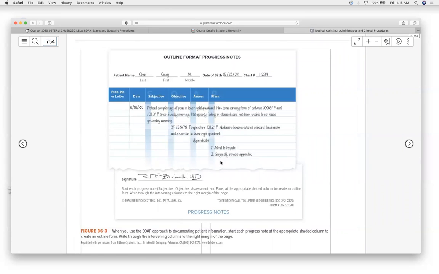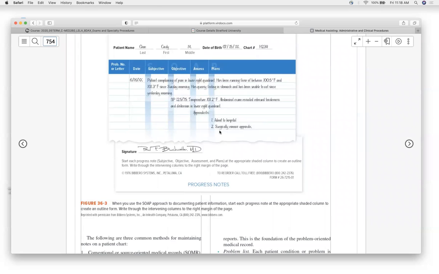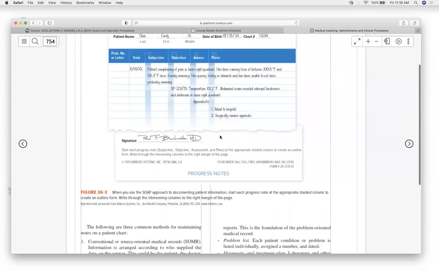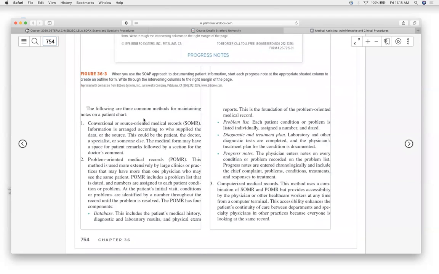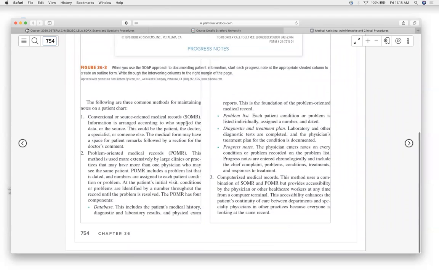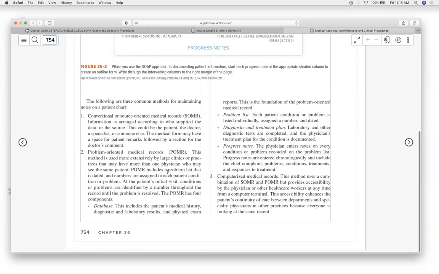And P, what's the plan? Are we going to admit? Are we going to talk to another doctor? Are we going to do surgery? And that's the plan. Other ways of looking at SOAP notes is SOMR, and that's source-oriented medical records. Now, it's arranged by where the data is coming from. So that's SOMR. POMR is also a method done by hospitals and larger clinics.